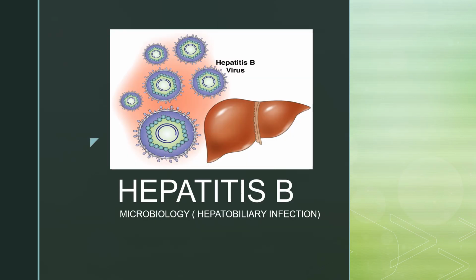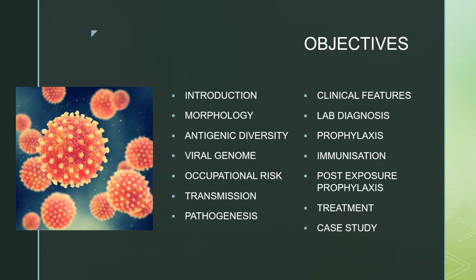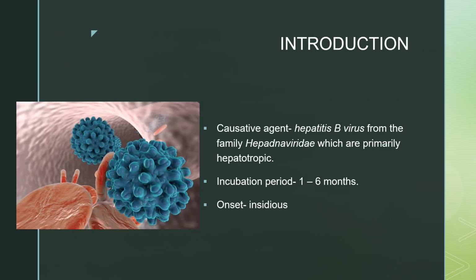The topic that we're going to study is hepatitis B from microbiology, which comes under the section of hepatobiliary infections. So the objectives are introduction, morphology, antigenic diversity, viral genome, occupational risk, transmission, pathogenesis, clinical features, the lab diagnosis, prophylaxis, immunization, post-exposure prophylaxis, treatment and case study. So we'll start with the introduction.